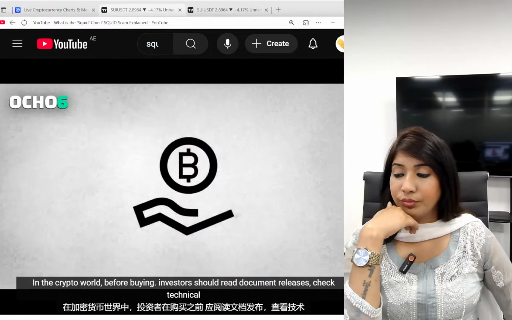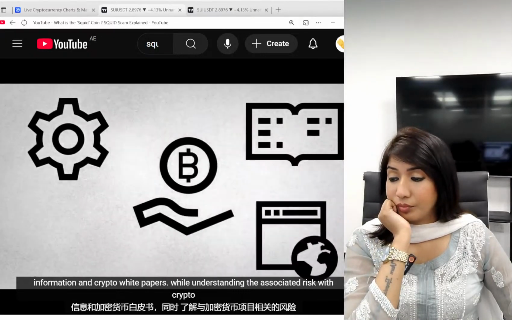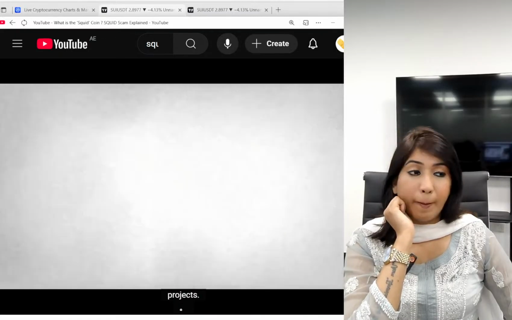In the crypto world before buying, investors should read document releases, check technical information and crypto white papers, while understanding the associated risk with crypto projects.